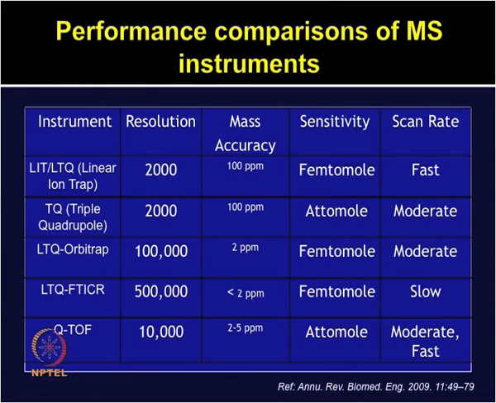LTQ FTICR can provide very high resolution of 500,000, mass accuracy less than 2 ppm, sensitivity in femtomolar range, slow scan rate. The quadrupole time of flight provides resolution more than 10,000, mass accuracy 2 to 5 ppm, sensitivity in attomole range and scan rate is moderate to fast.